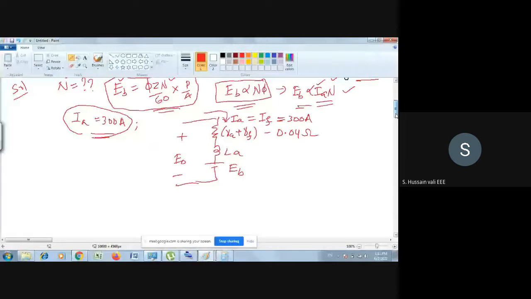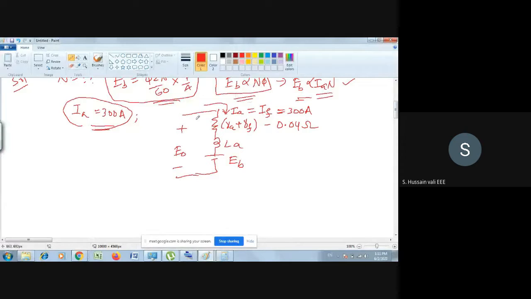So what is the terminal voltage in the sense? The voltage here is 211 volts. It means E naught, I can say like this. So we get some idea from this. We got this voltage as 211, the terminal voltage.